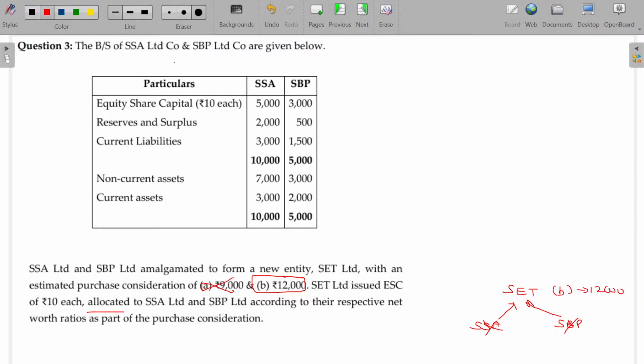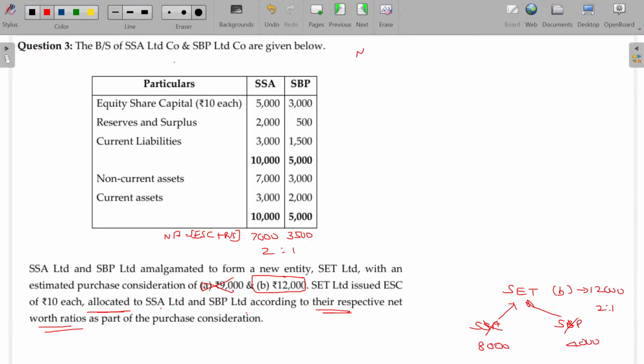The total consideration is allocated to SSA and SBB according to their respective net worth ratio. Net worth, liability side approach: equity share capital as well as reserves and surplus. 5 plus 2, 7,000; 3,000 plus 500, 3,500. 7,000 and 3,500. The net worth ratio is nothing but, on simplifying, 2:1. This purchase consideration should be subdivided between these two in their net worth ratio, which is 2:1. So 8,000 for SSA, 4,000 for SBB.